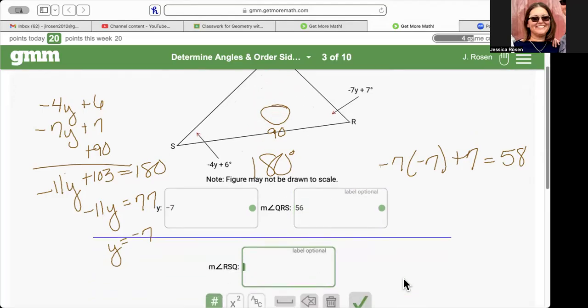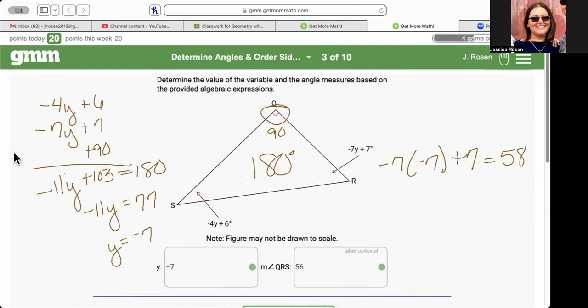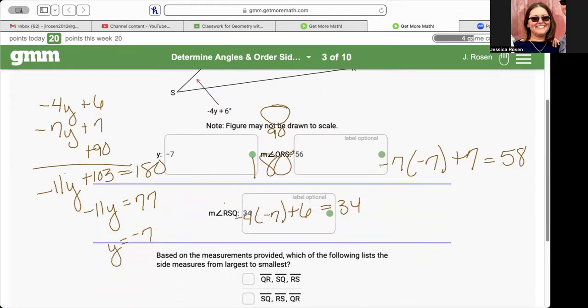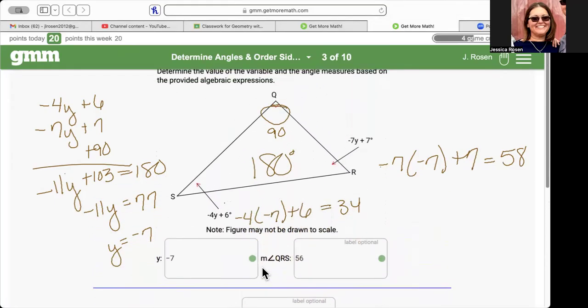There we go. And then it wants RSQ, so we want to go to S because it's in the middle. So that's going to be over here, negative 4 times negative 7 plus 6. I'm going to put that in the calculator this time, not make mistakes here. Plus 6 is 34. So 34. And then it says based on the measurements, we want it from largest to smallest.